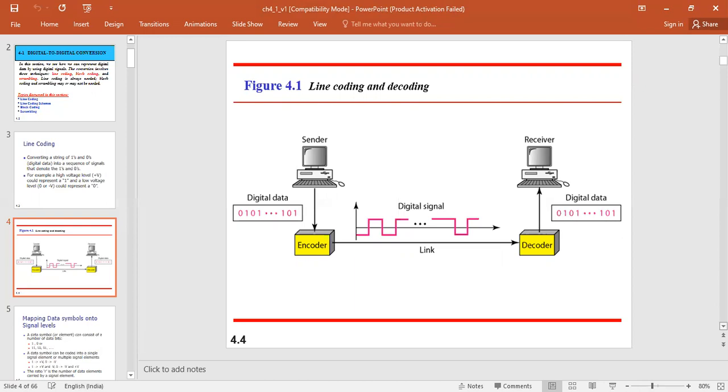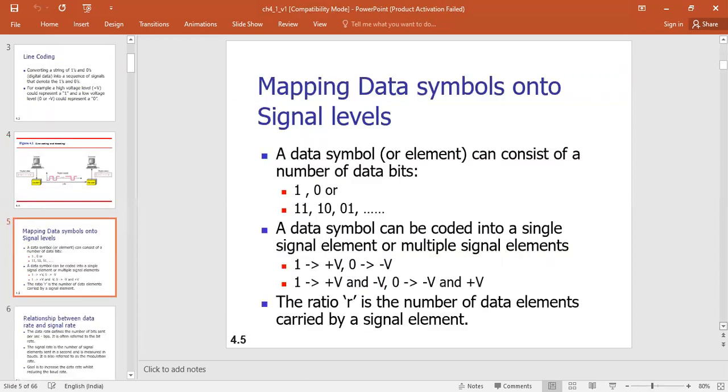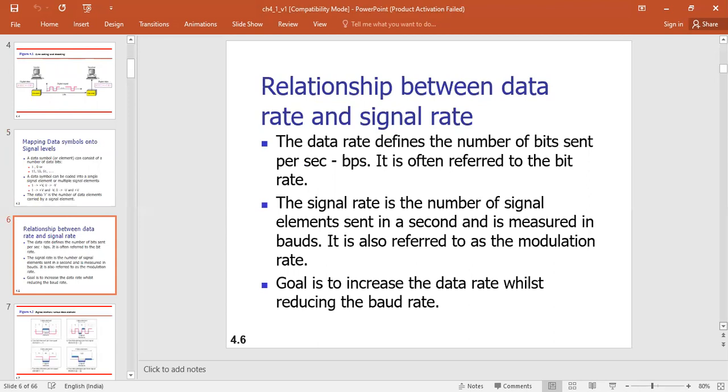So data elements are being carried, and signal elements are the carriers. We can send the signals as zero and one, or as 1 0, a collection of two or more bits. Another thing is the ratio R, the number of data elements carried by a signal element. This ratio is very important, because it tells us what type of data elements are sent with respect to what type of signal elements.